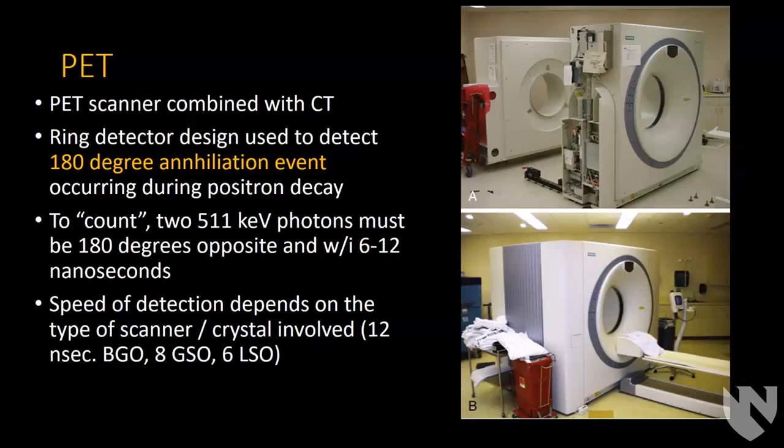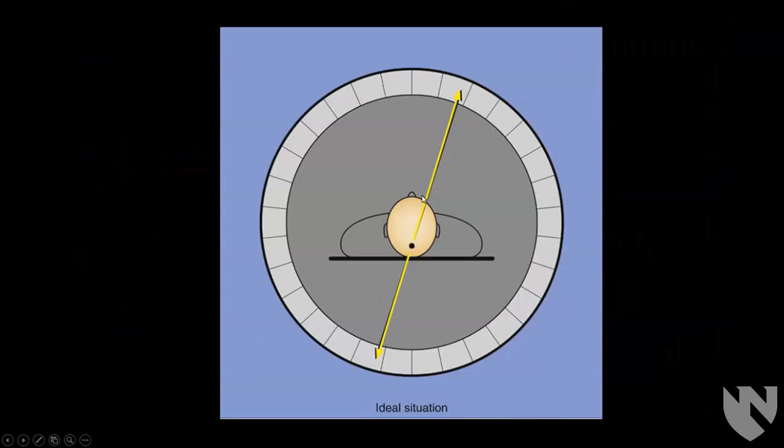PET isotopes release positrons, and those will meet an electron. They will annihilate, and then they release two 511 keV photons that go in opposite directions of each other. The ring detector wants to see two photons of the correct energy arrive at the same time, and then it knows somewhere on that line between those two detectors, there was a decay event. The speed at which those detectors are able to know when those occurred depends on the type of crystal involved and the type of scanner.